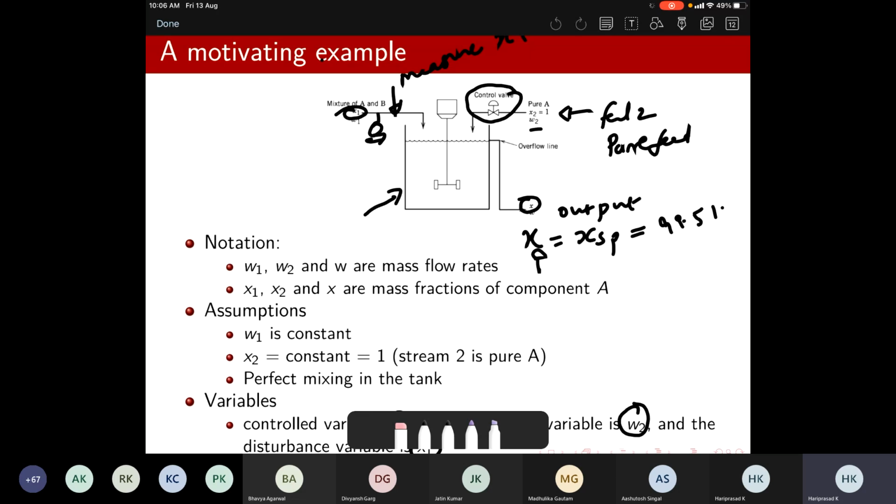Of course, the simplest example one could think of is a mixer. In a mixer, there are two streams getting mixed. Then you have an outlet stream going out, and you would like to have a fixed or desired specification for the outlet. A typical problem that you would encounter in any process industry, be you an entrepreneur, an engineer, or a consultant, wherever.